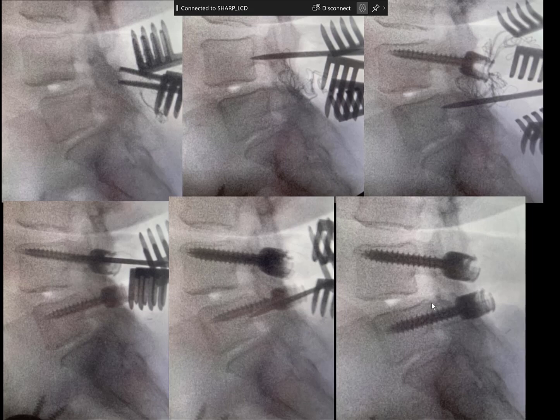What are the risks of reduction? Everything has a risk. You can pull on the L4 nerve root in this case. It's not that big of a risk. What else?